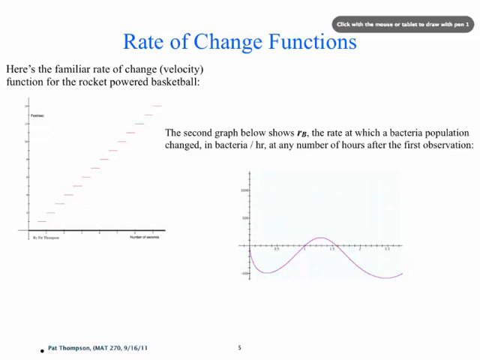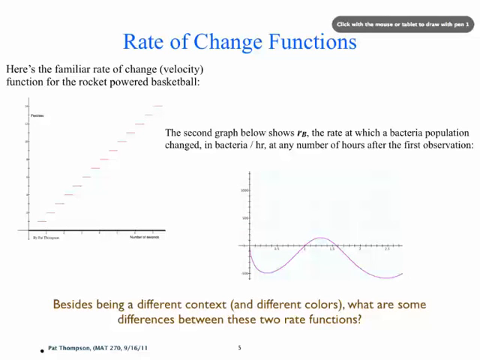The first one is the speed of the basketball, and this is the rate of change of bacteria in bacteria per hour. So my first question is, besides being a different context, one is basketball, one is bacteria, and besides that they're different colors, what are some other differences between these two rate functions? Matt? The one on the left, the one relating to the basketball. Yeah, and height and all that stuff, it just breaks up into steps, versus the other one, which is always continuing.